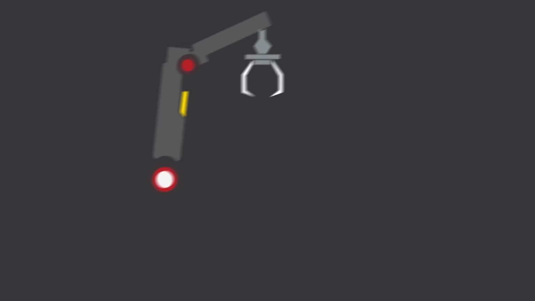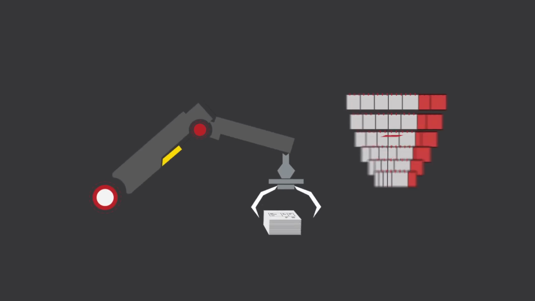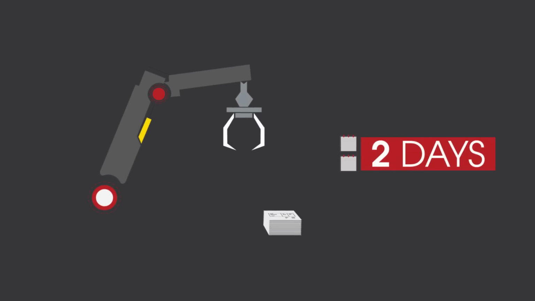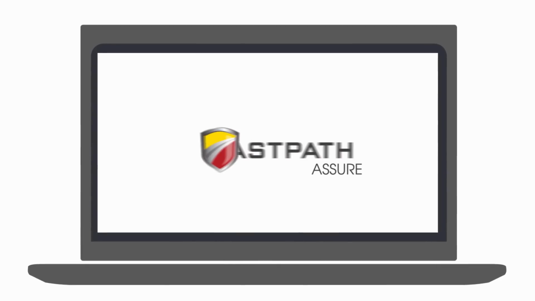What if there was a tool that could automate that manual testing? What if it took those 6 weeks down to 2 days? And what if I told you that it could be up and running in your environment in a matter of hours? Fastpath Assure is that tool.